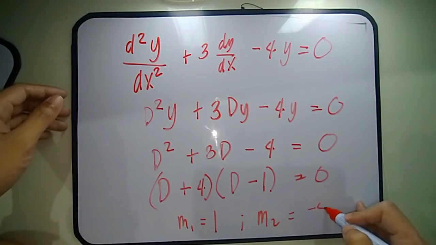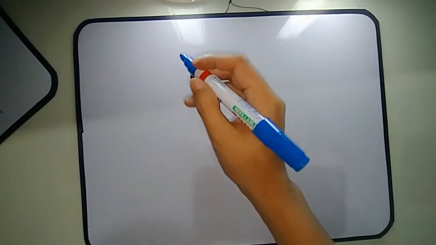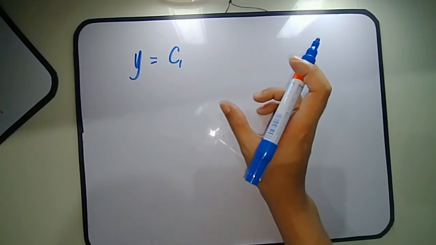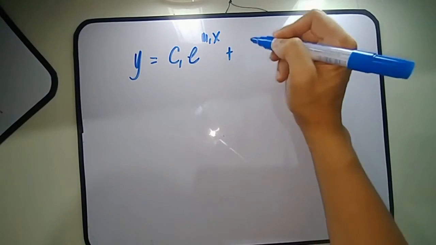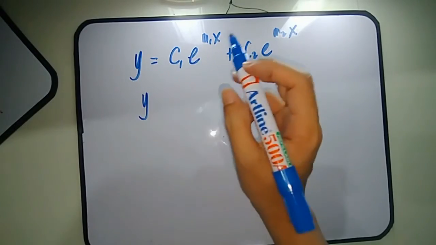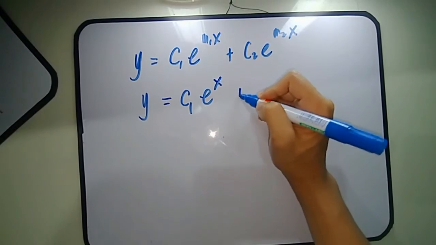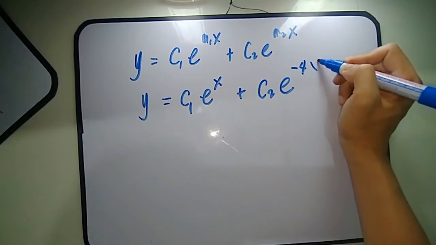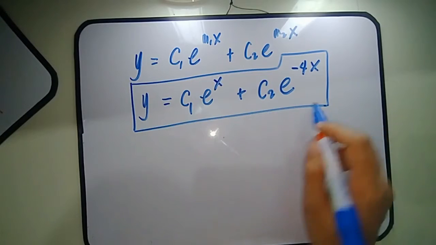So we just substitute this to our general solution. The general solution is in the form y equals c1, so this is second order, we have two constants, c1 e raised to m1 x plus c2 e raised to m2 x. So substitute natin yung mga roots niya. So y equals c1 e, m1 is 1, so x, plus c2 e, m2 is negative 4, so negative 4x. So we have this general solution for this DE.